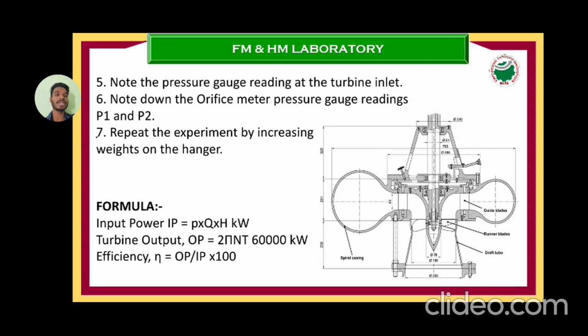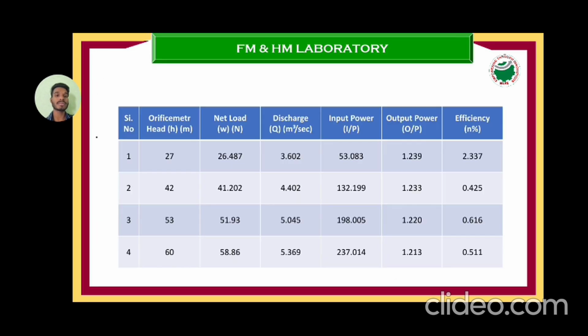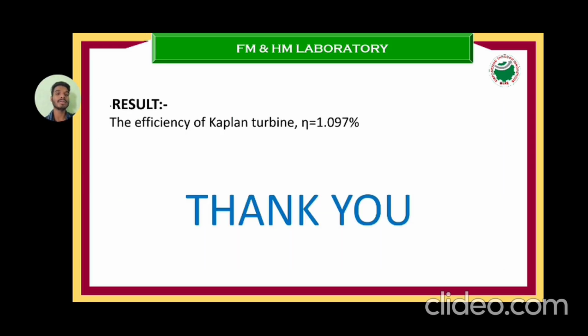Note the pressure gauge reading at the turbine inlet. Note down the orifice meter pressure gauge readings P1 and P2. Repeat the experiment by increasing weights of the hanger. These are the formulas to calculate the efficiency of Kaplan turbine. These are the readings we get during the practical lab in the laboratory. Result: the efficiency of Kaplan turbine is 1.097%.